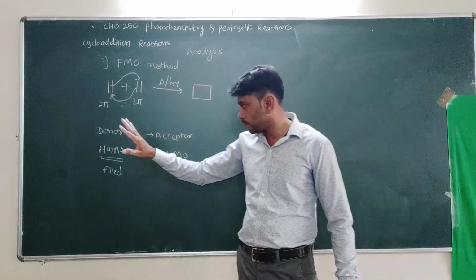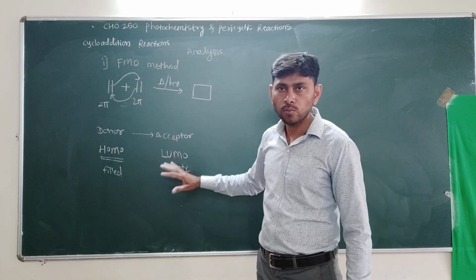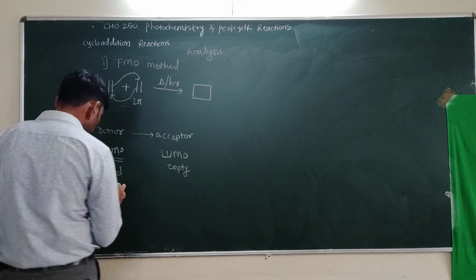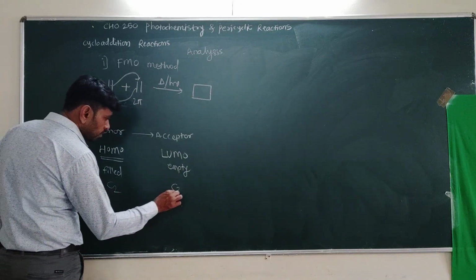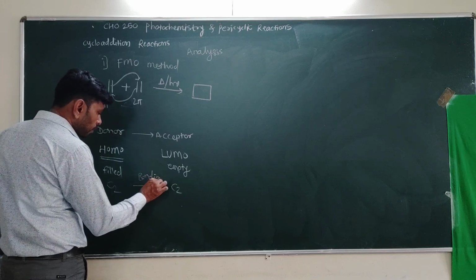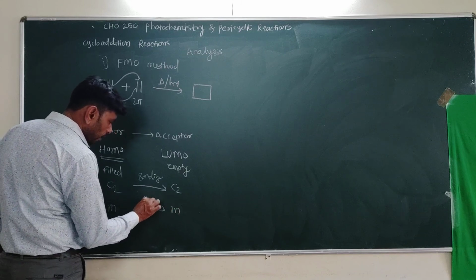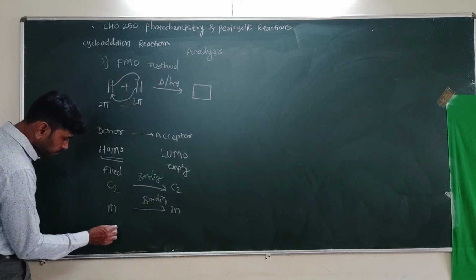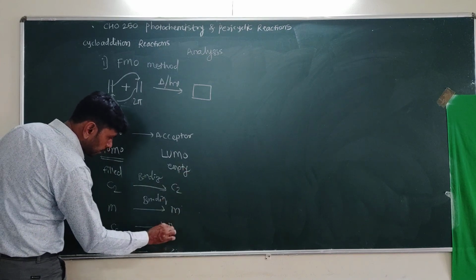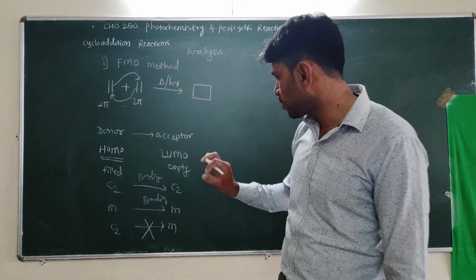So we have to identify the HOMO of one partner and the LUMO of another partner, and we have to see the symmetries. If the symmetries of both are the same, such as C2 and C2, then that reaction leads to bonding overlap. If both have M symmetry, then it also leads to bonding overlap. But when one has C2 symmetry and the other partner's LUMO has M symmetry, then this reaction is symmetry forbidden, or not allowed.